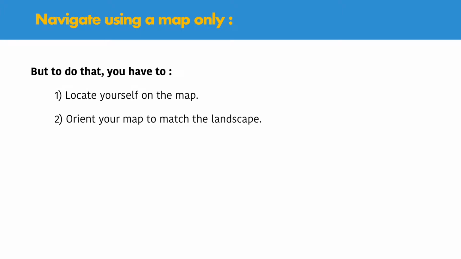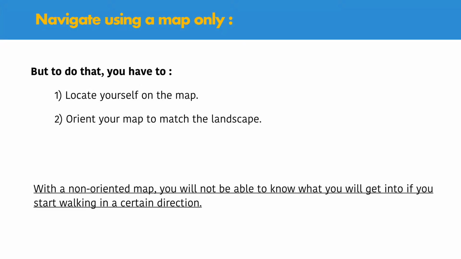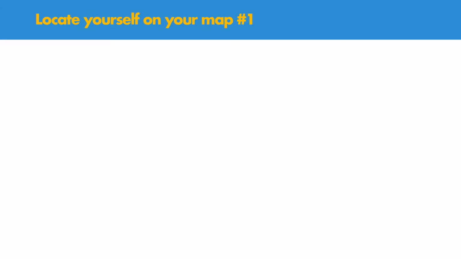You may have this question: why should I orient my map? This is essential because when you know where you are on your map, if your map is not oriented and you start walking in a certain direction, you will not know what you will get into. If you try to know where you are on your map with the help of an obvious, reliable landmark but not unique, for example a house where there are also some houses near it, you will not know which one of them you are next to.